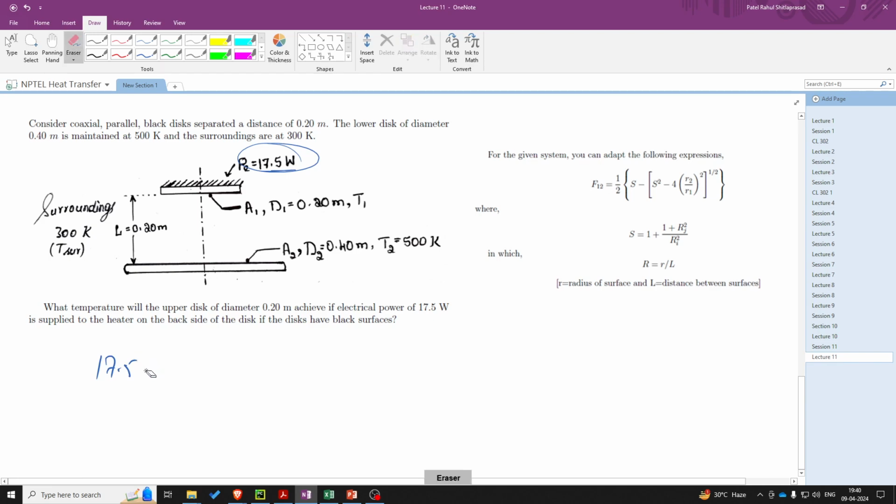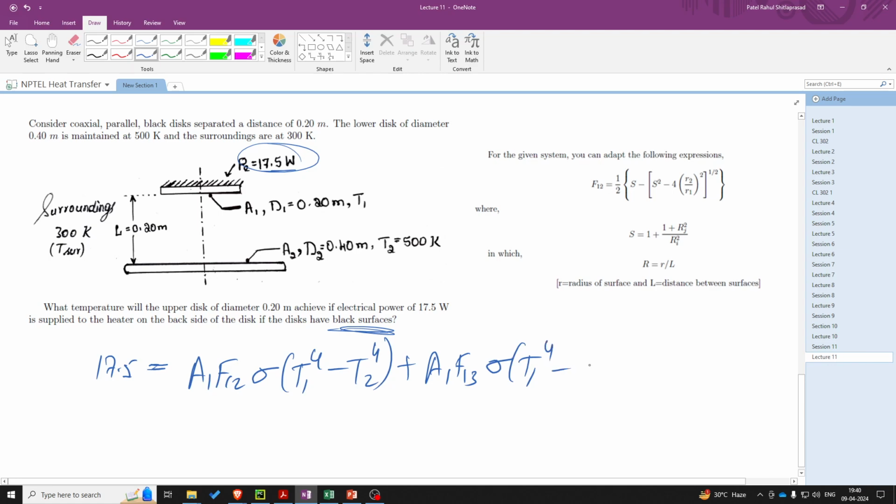So the energy balance, you can write this 17.5 watt will basically be equal to the radiation to the surrounding plus the radiation to this surface. Over here, we have been given that the disks are black surfaces, so we are treating them as black bodies. A1 F12 sigma (T1 raised to 4 minus T2 raised to 4), and for the surrounding it will become A1 F13 sigma (T1 raised to 4 minus T surrounding raised to 4).